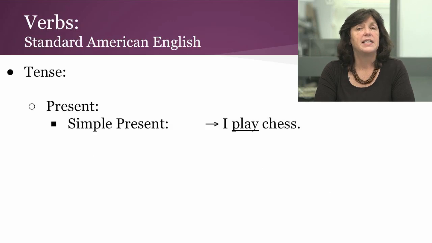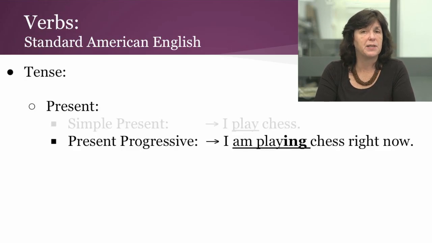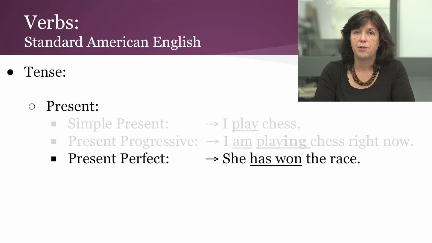Moving on to the present. The simple present expresses actions, states of being, or occurrences that exist now. For example, I play chess. The present progressive expresses actions, states, or occurrences that are currently still happening. It's formed by combining auxiliary be words like am, is, or are with the present participle. For example, I am playing chess. The present perfect expresses actions, states, or occurrences that were initiated in the past and have just been completed or continue up until this present moment. It's formed by combining have or has, depending on the subject's person and number, with the past participle. For example, she has won the race.